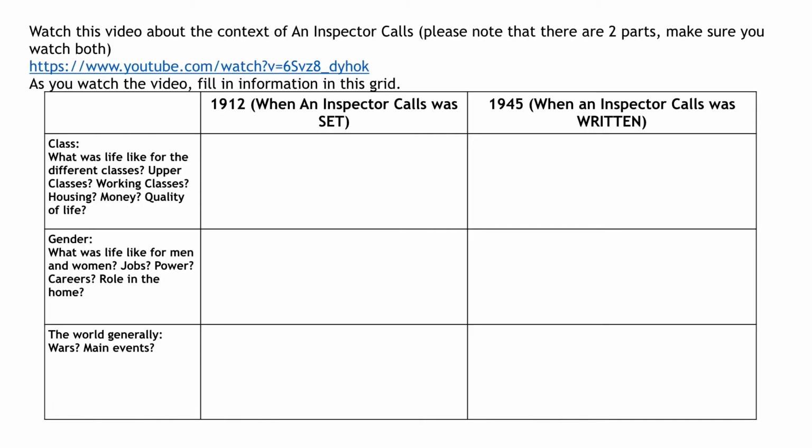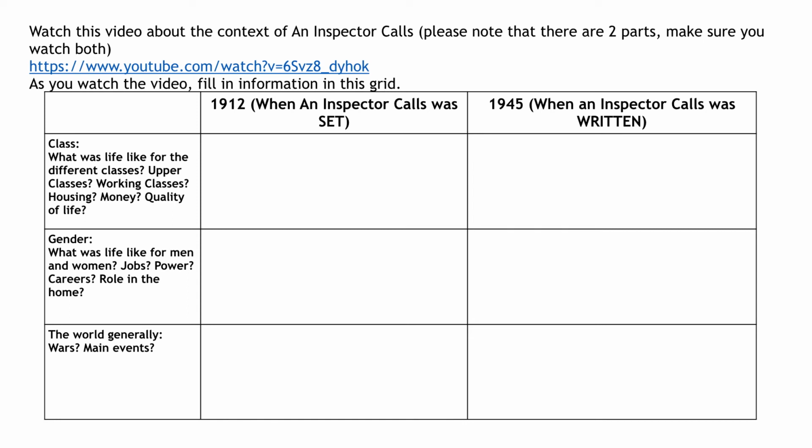I'd like you to watch the video below about the context of An Inspector Calls. And please remember there are two parts, so make sure you do watch one after the other. As you watch the video, I want you to fill in the information in this grid. So again, 1912 is when An Inspector Calls was set, before World War I, the year of the Titanic sinking, and it was written in 1945, after World War II.